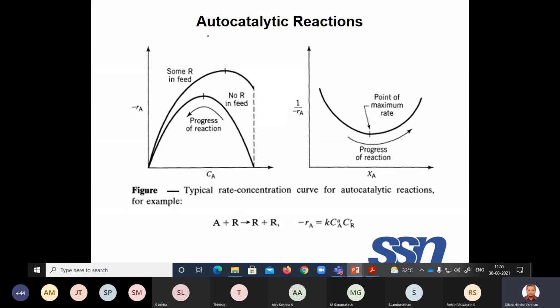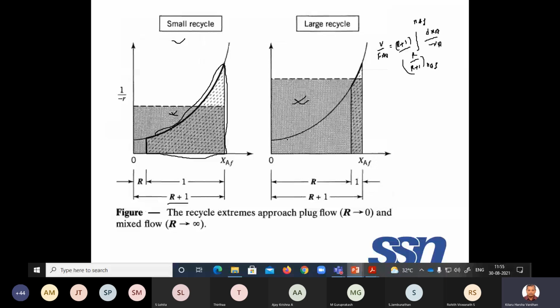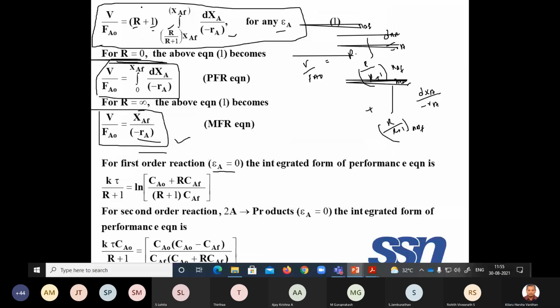This we already discussed for an autocatalyzed reaction. You know that it starts somewhere here. The rate increases and then falls down. So the progress of reaction is going to be like this. If I plot 1 over minus RA, there will be a minimum where your rate will be maximum. You have to find out how much is the maximum. This you can get when you differentiate this equation. You need to find where that point is. So for that point, you need to differentiate this equation and set it to 0. Then you get the maximum value.